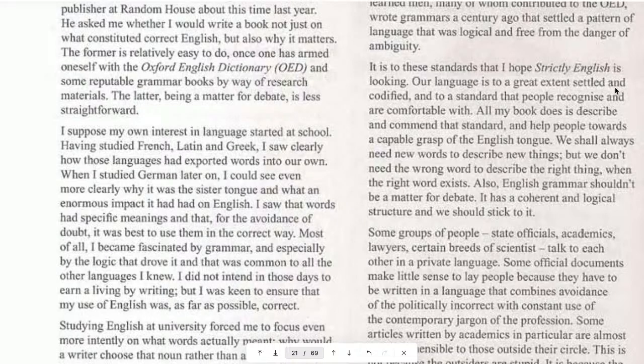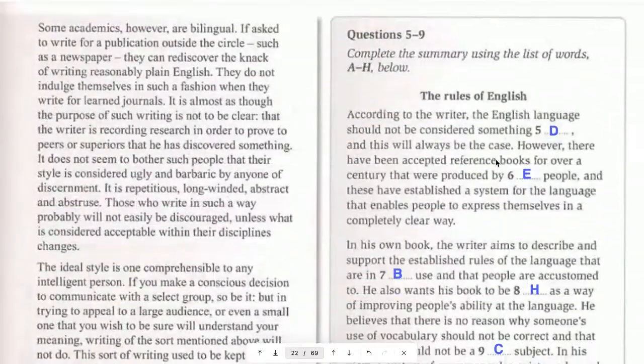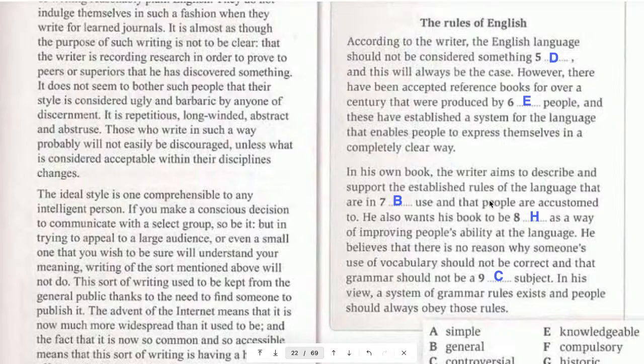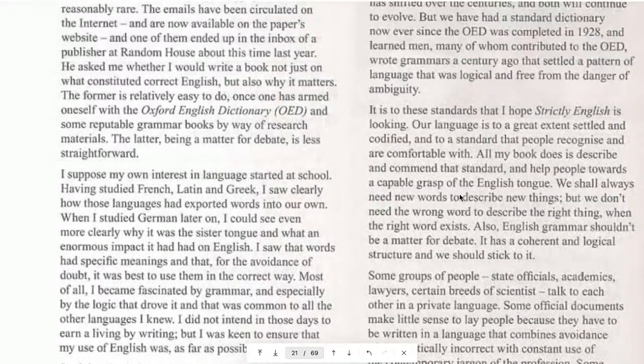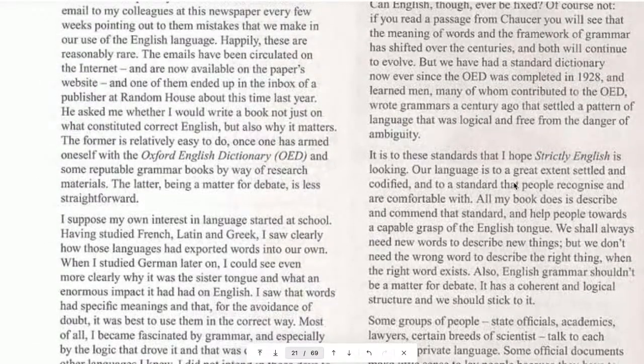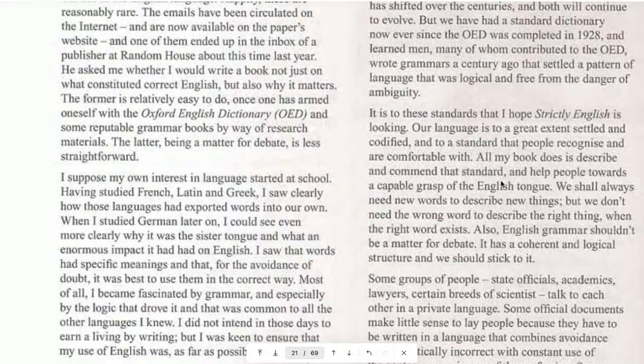Yes, okay. People recognize, and to a standard that people recognize and are comfortable with. Yes, people recognize and are comfortable with. That means that people are accustomed to. Yes, that's right. Okay. Now, which word is similar to general use? That was very important.